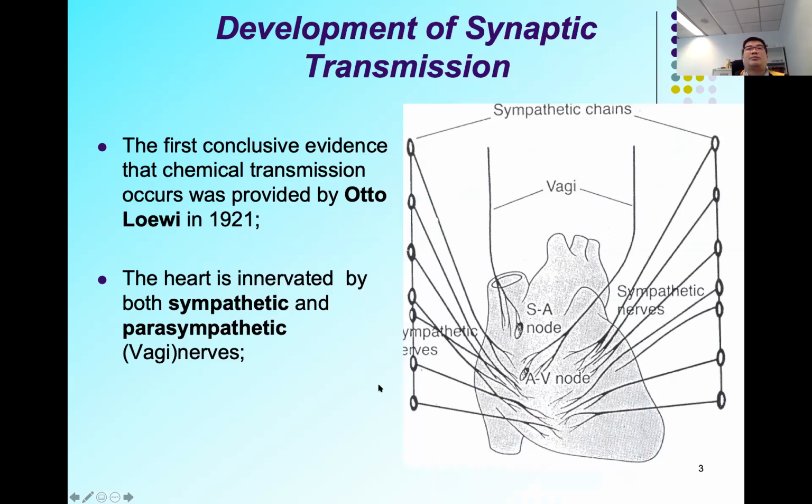Now another experiment, very famous, is about the heart. It was first described by Otto Loewi in 1921. This is more conclusive evidence. The heart is innervated by both the sympathetic and the parasympathetic nervous systems. In the parasympathetic system, if you still remember, the heart is innervated by the vagus nerve.